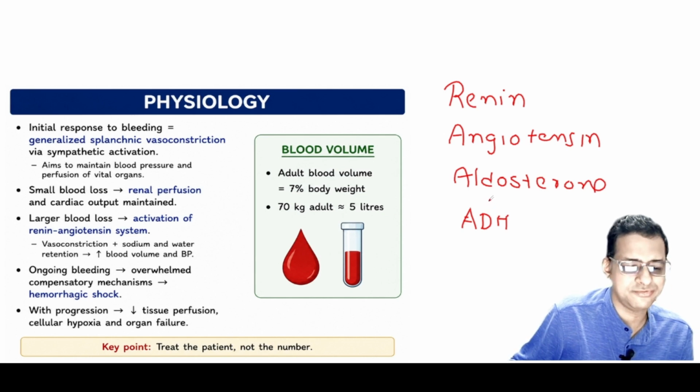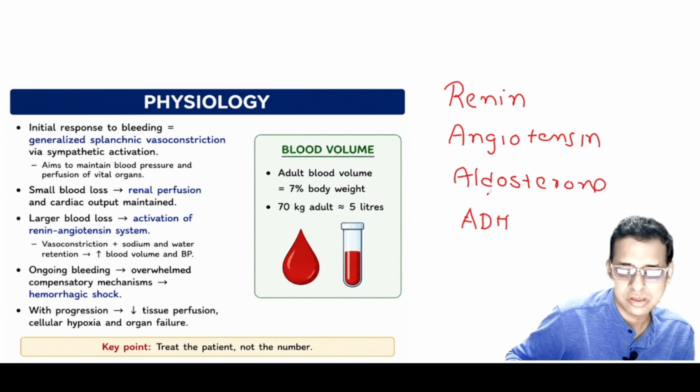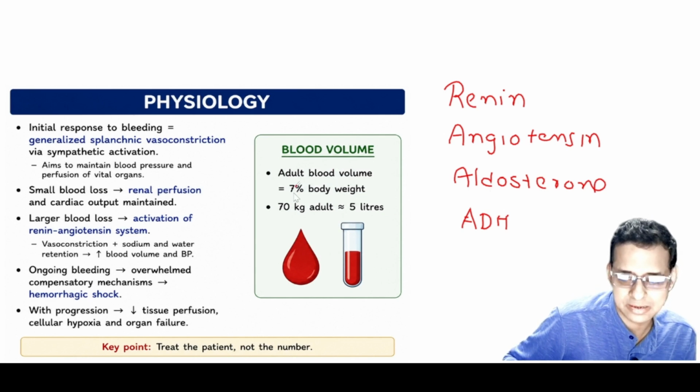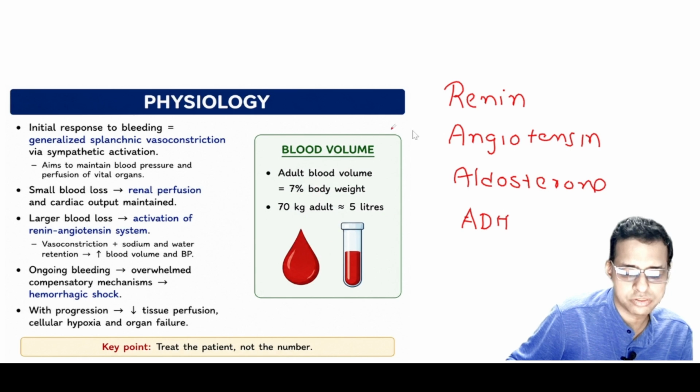You have to know, if bleeding continues, compensation fails, blood pressure falls, organ perfusion decreases, and lactic acidosis develops. Once again I am repeating, if bleeding continues, compensation fails, blood pressure falls, organ perfusion decreases, and lactic acidosis develops. You have to know.